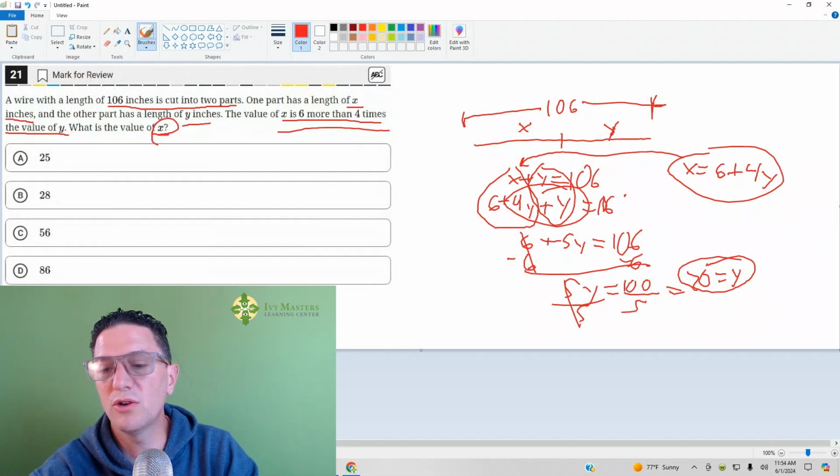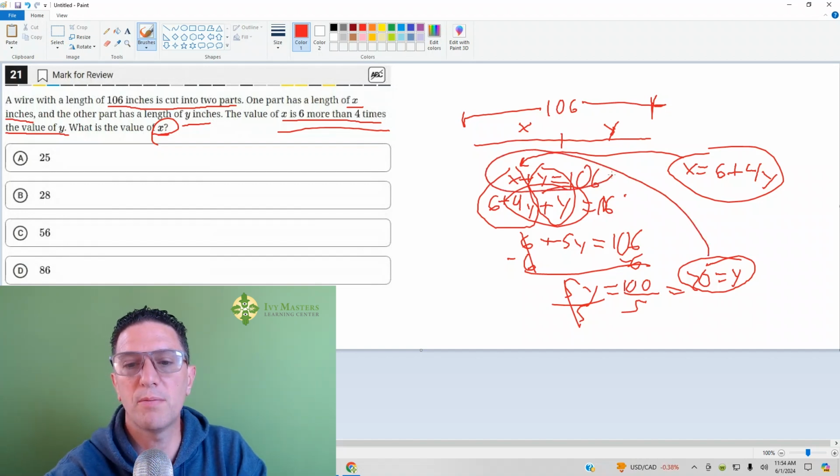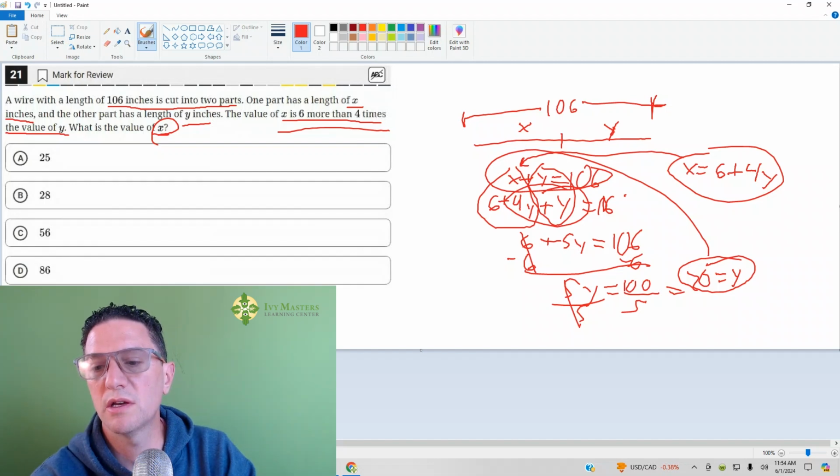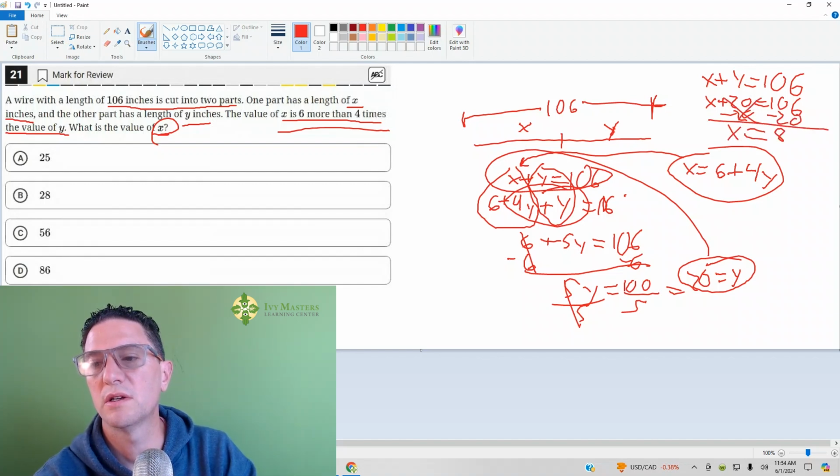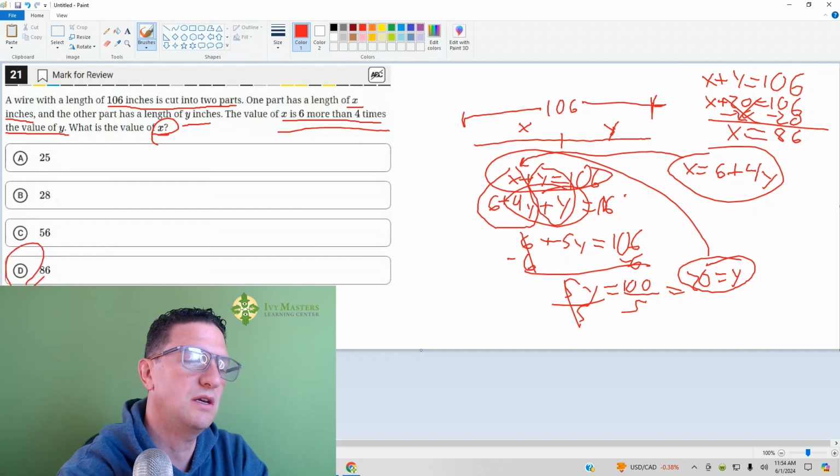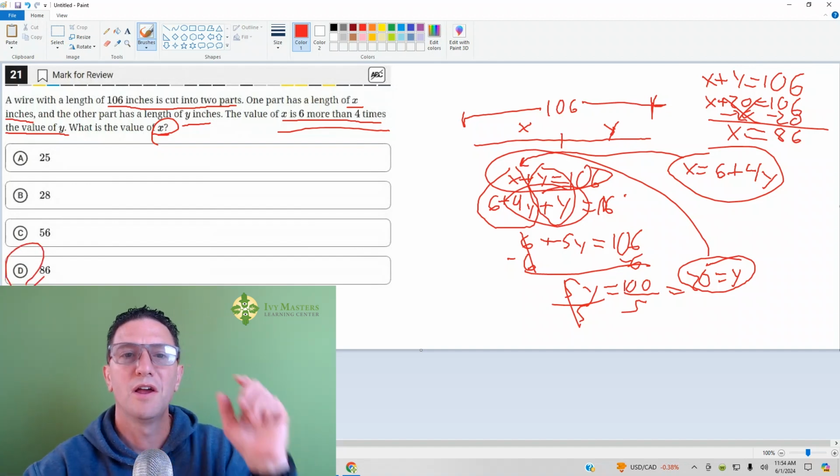So what you've got to do, since Y equals 20, I really shouldn't have circled it because you might think that that's your answer. You got to plug it back into X plus Y equals 106. So X plus Y equals 106. Now in place of Y, you can put that 20. X plus 20 equals 106. Now when you subtract 20 from both sides, you get X equals 86. D is your answer.